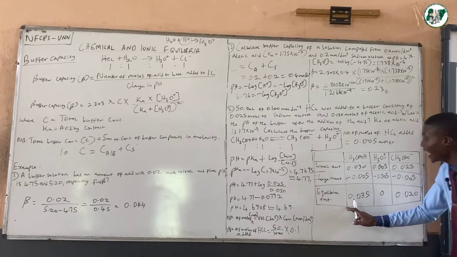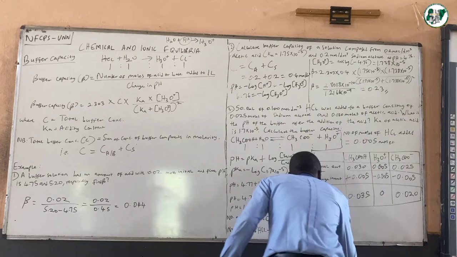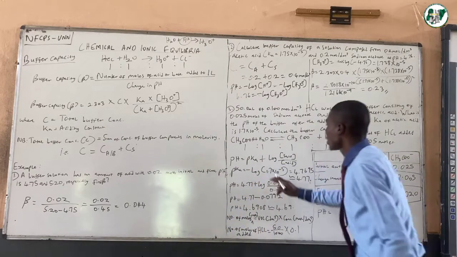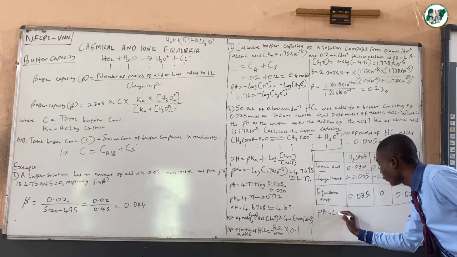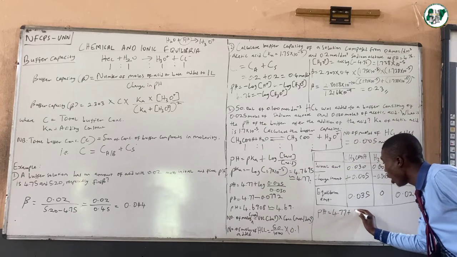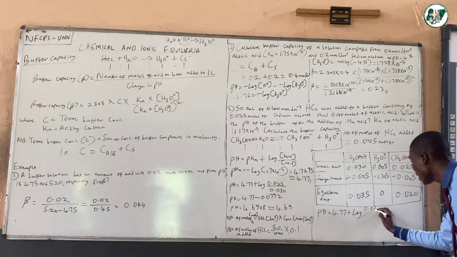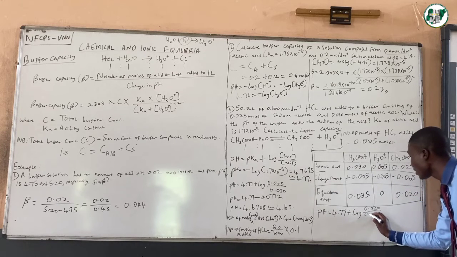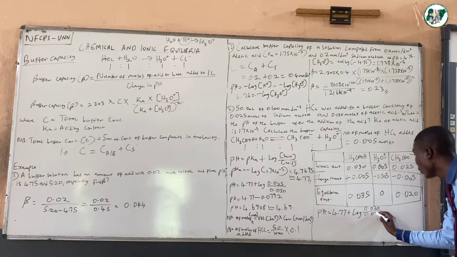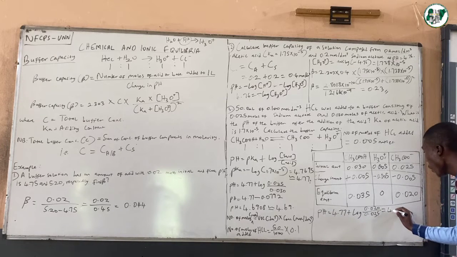So can we now get the pH after the addition of the acid? Yes, we can get it. Our pH is now equal to, what's our pKa? Our pKa is the same thing, which is 4.77, plus log salt. Our salt is now going to be 0.020 divided by our acid. Our acid is going to be 0.035. So that will be 4.77.